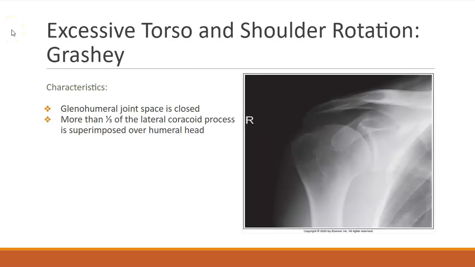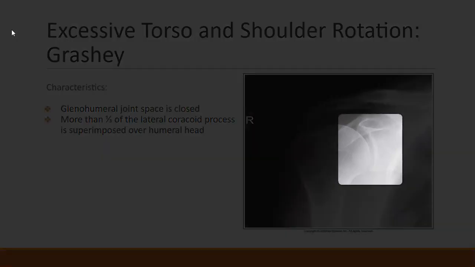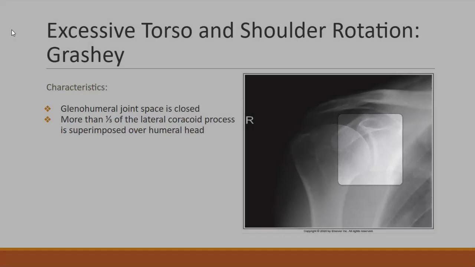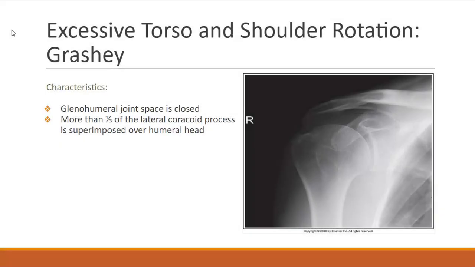So now let's discuss the effects of excessive and insufficient torso and shoulder rotation in the AP oblique projection. When the torso and shoulder are rotated more than the required amount, significant changes occur in the radiographic image. The glenohumeral joint space becomes closed, limiting the visibility of the joint structures. Additionally, more than 1/3 of the lateral coracoid process becomes superimposed over the humeral head.